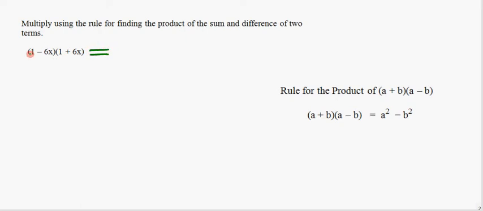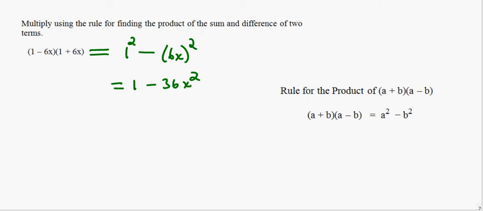And that rule tells us that if we multiply these together, we're going to get 1 squared, which of course is 1, minus, and then we take the 6x squared. First term squared minus second term squared. Well, 1 squared is 1, minus 6x squared is 36x squared. And so that would be the answer, and we would be done.